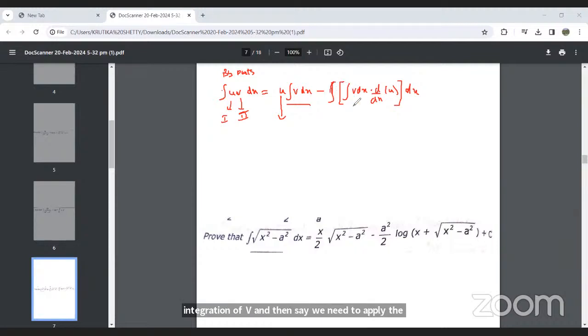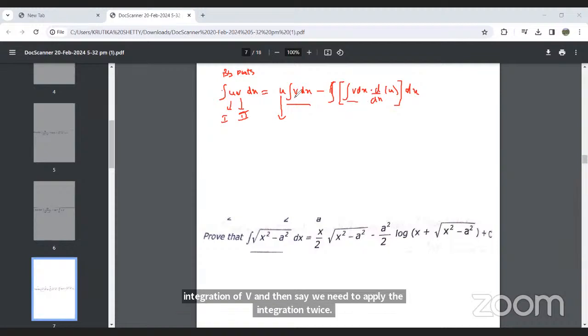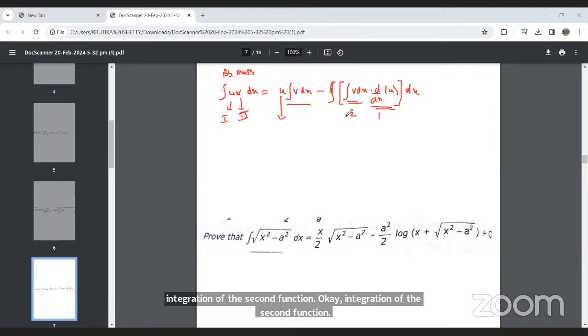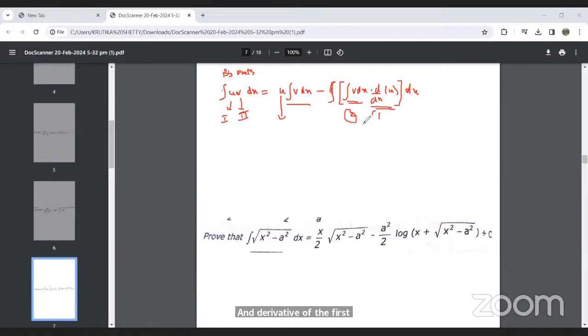Okay, so in the bracket I have written the integration of the second function and the derivative of the first function. Here two steps are there. One is the integration of the second function, and the other is the derivative of the first function. So both differentiation as well as integration. This part is of differentiation and this part is of integration. And whatever result you get after solving this bracket, you need to integrate it once again.